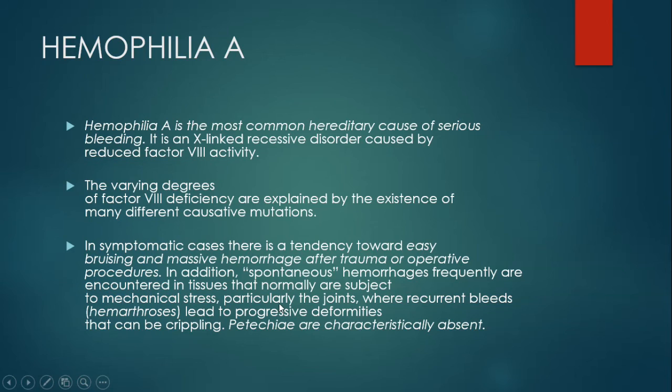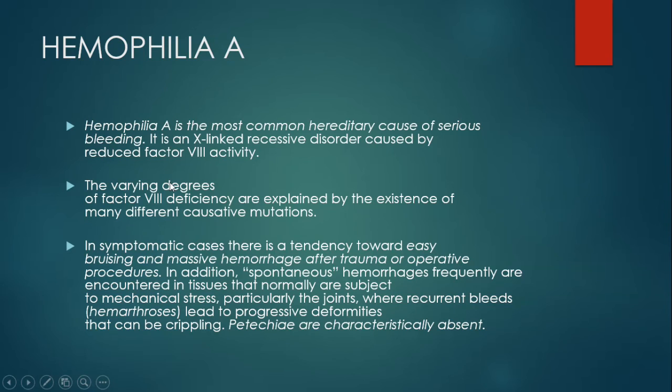Petechiae are characteristically absent. Clinical features of hemophilia A include hemorrhages that are spontaneous or occur with trauma or operative procedures. Spontaneous hemorrhages are often seen in tissues that are more subject to mechanical stress, particularly the joints. In children with hemophilia A, the joints are the tissues most subject to mechanical stress. There we can see the hemorrhages, and hemophilia A can easily be diagnosed by observing these clinical features.